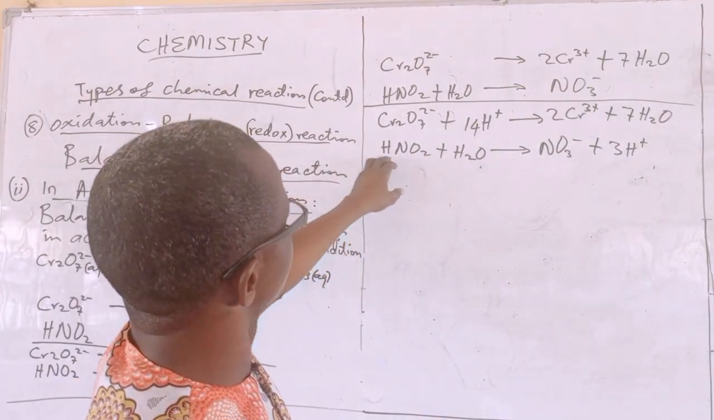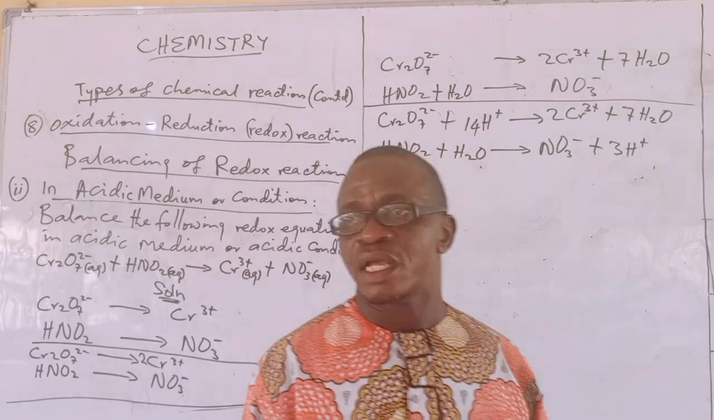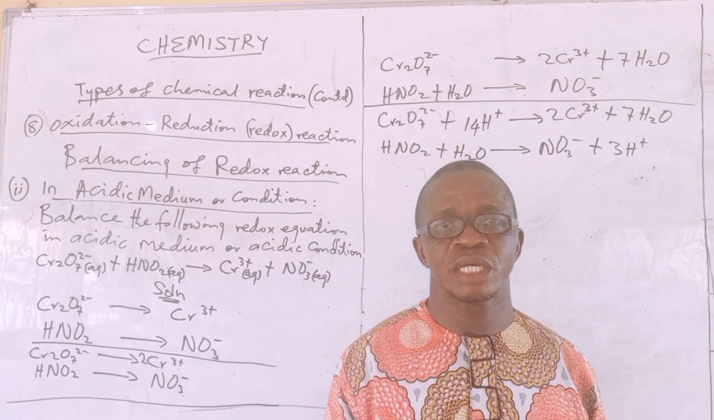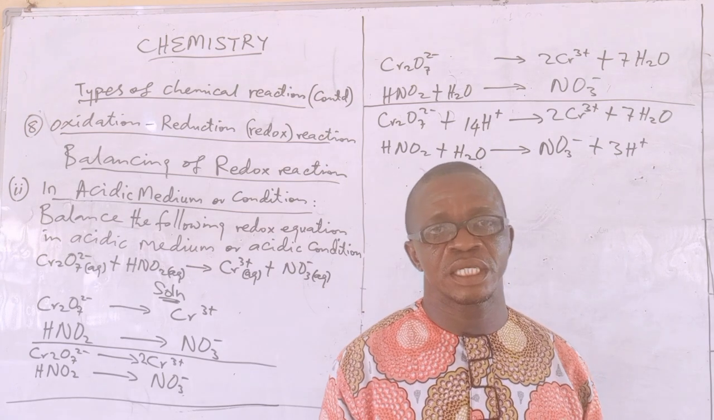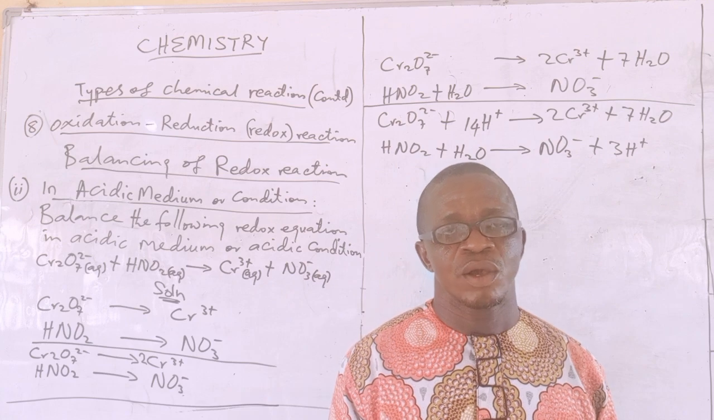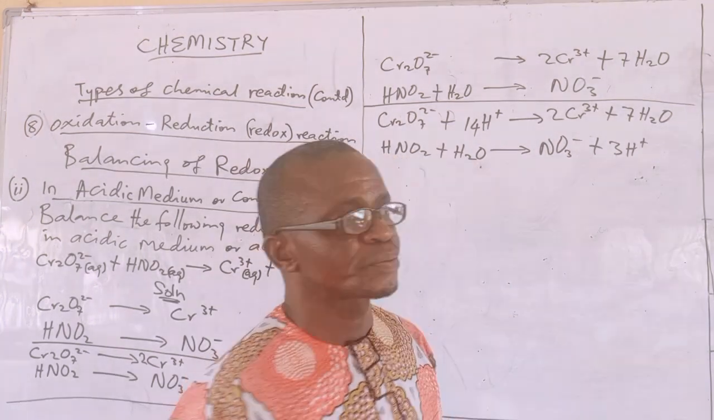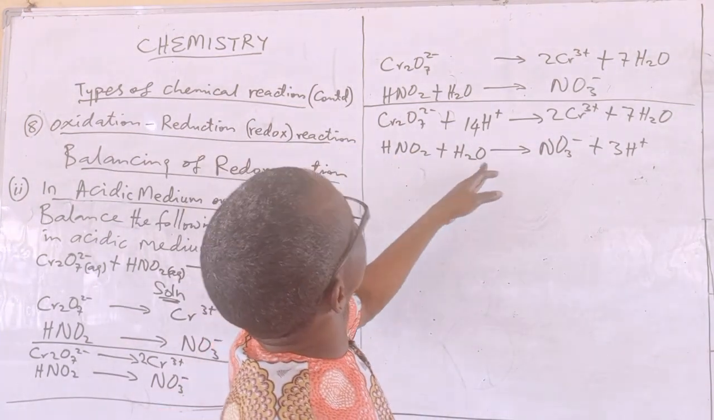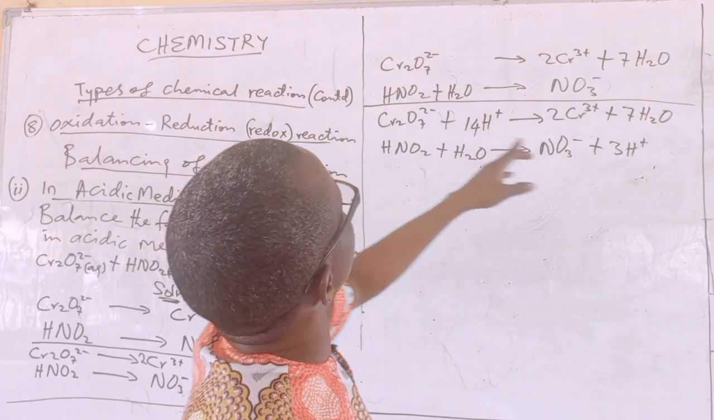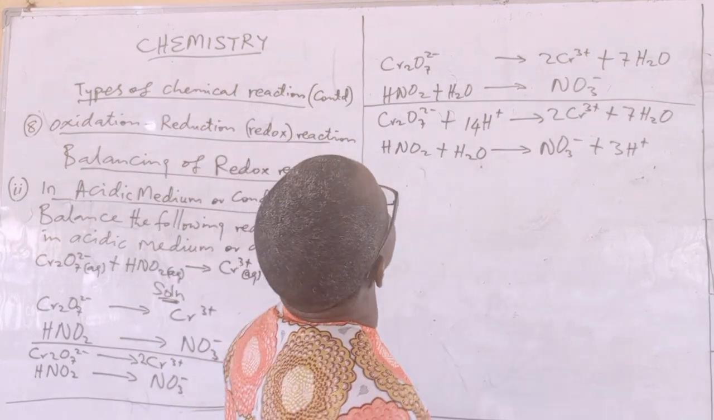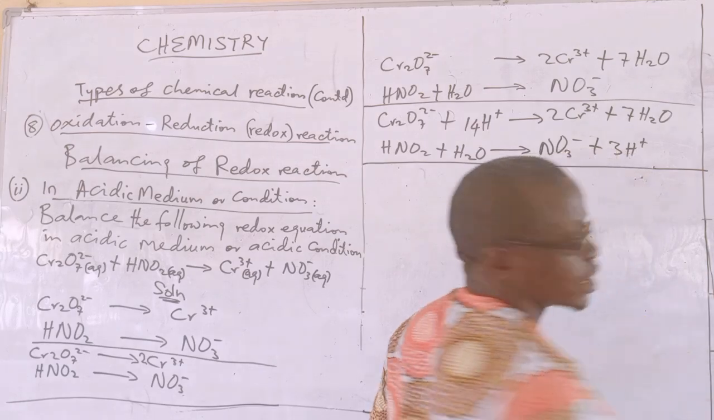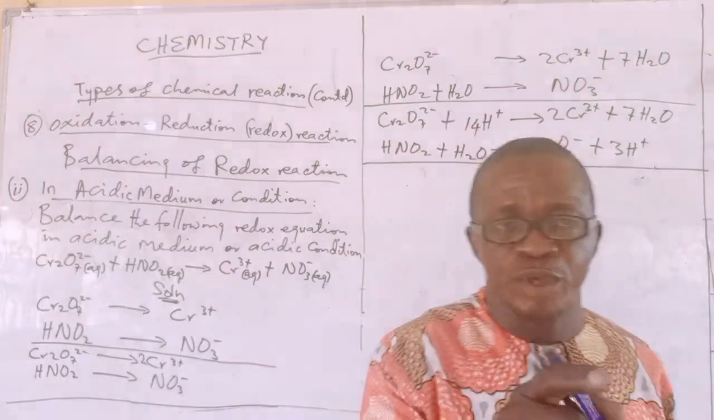Okay, I'm done balancing elements other than oxygen and hydrogen. I'm done balancing oxygen with water molecule. I'm also done balancing hydrogen with proton. Now I want to go to the balancing of the charge. I want to balance the charge now. Now let's see the charge. Next step, balance the charge. I hope you are writing.